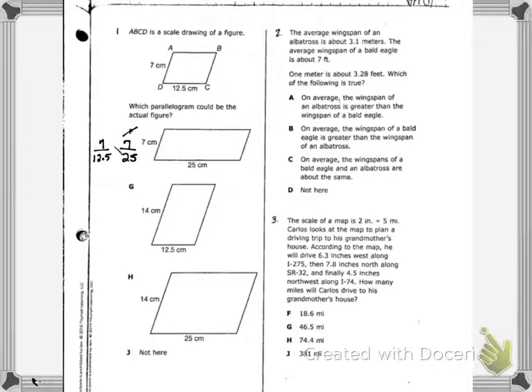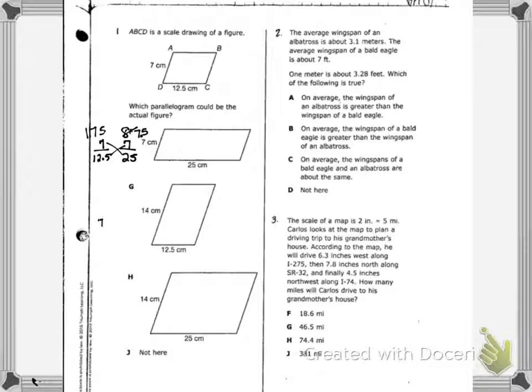I can go ahead and multiply this out and show you. 7 times 25 is 175, and 7 times 12.5 is 87.5, with one decimal place. So those are not proportional. All right, so let's go to G.